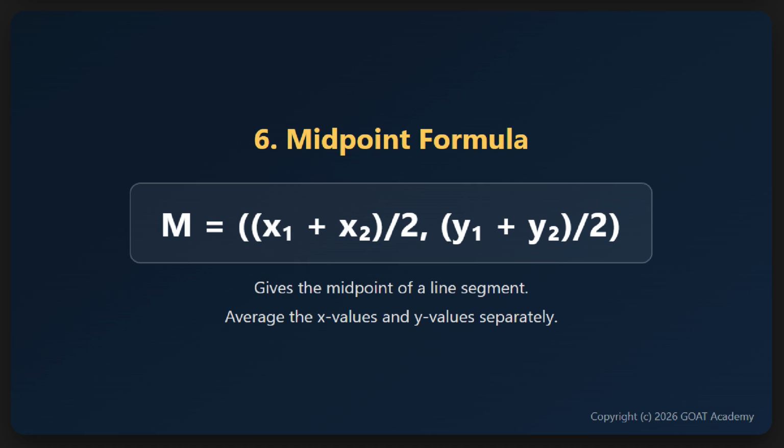The midpoint formula gives you the point exactly halfway between 2 points on a line segment. You simply average the x coordinates and average the y coordinates, so the midpoint m is x1 plus x2 over 2, y1 plus y2 over 2. This is especially useful in coordinate geometry questions.